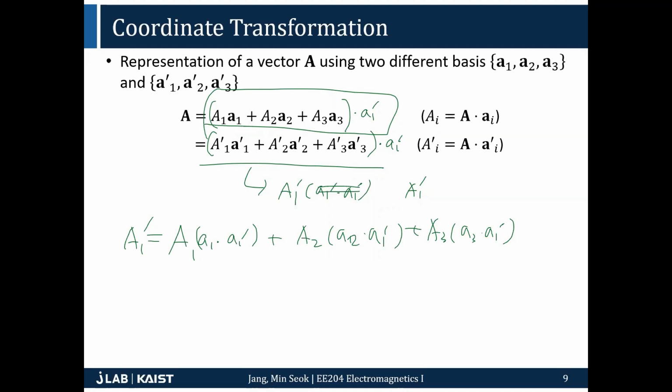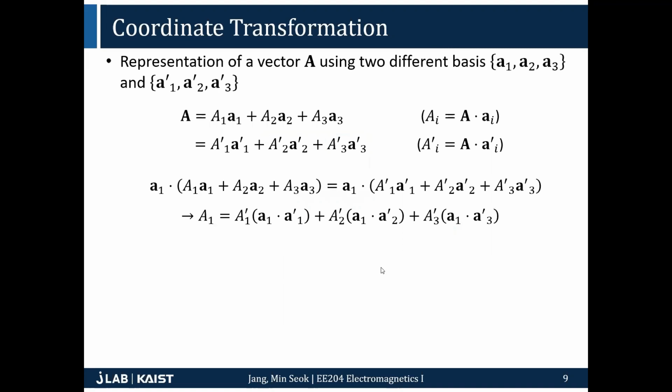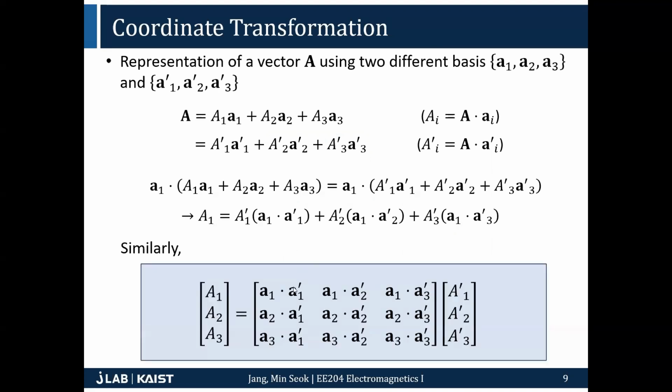And we can do the similar thing for A2 prime and A3 prime, right? So this is basically coordinate transformation. So if you represent this, okay, so this is the other way around. We know A1 prime, A2 prime, A3 prime, and evaluate A1 from it. So anyway, it's the same thing. And then if you know it, then you can generalize this into a matrix like this, right?